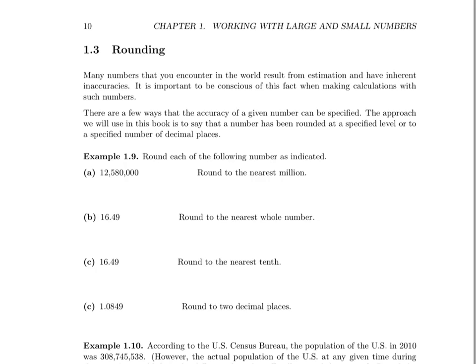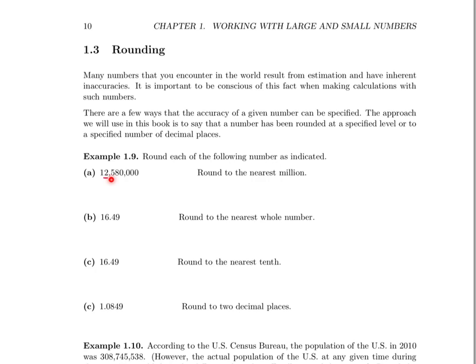In Part A, we are rounding the number 12,580,000 to the nearest million. This is done by first of all identifying where the millions position is. In this case, it is where the 2 is located. To round a number to the nearest million, we have to look at the decimal position just to the right of the millions position. In this case, it's where the 5 is located.